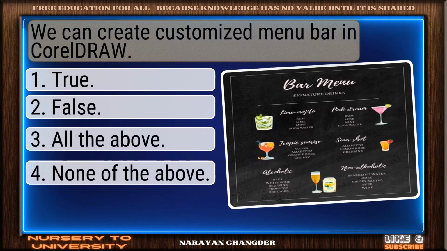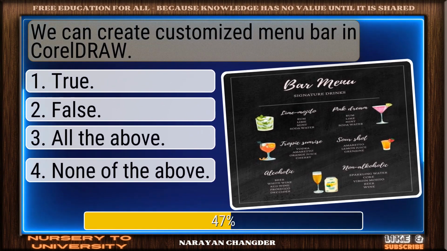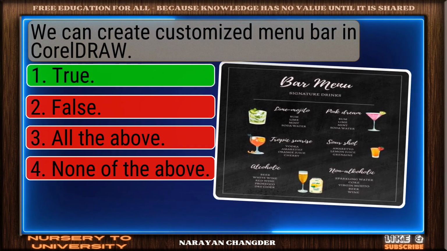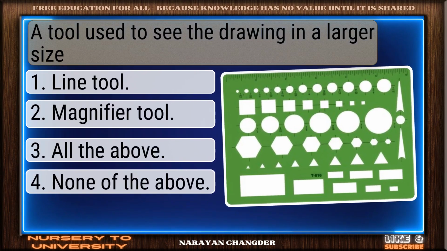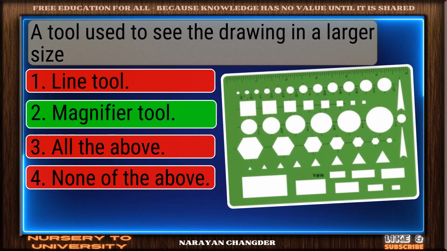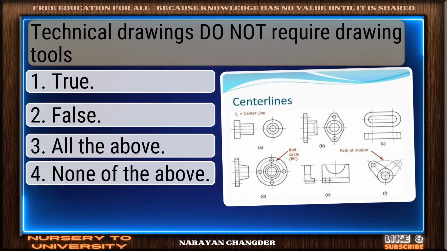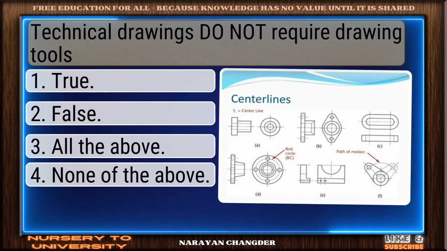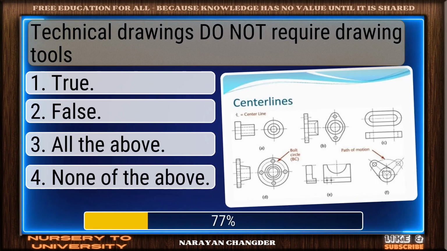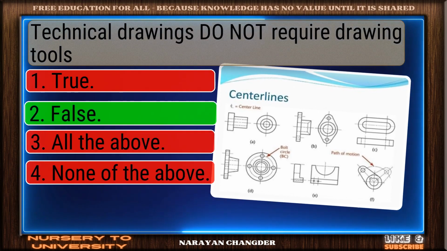We can create customized menu bar in CorelDRAW. Exactly. True makes sense. A tool used to see the drawing in a larger size. Excellent. Magnifier tool is well reasoned. Technical drawings do not require drawing tools. Well reasoned. False is correct.